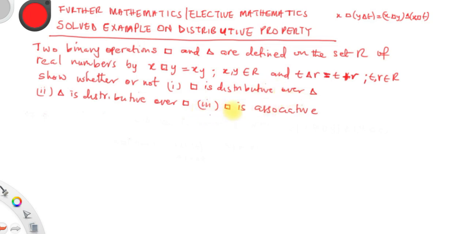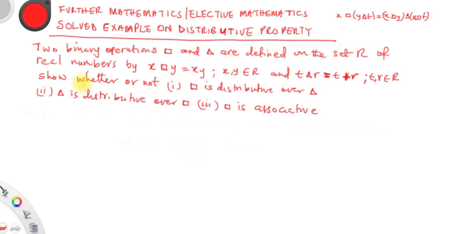This is an example we are going to consider. As we said, I hope you remember, the distributive property always involves two operations and three elements. We take three elements from the set on which the operation is defined, and then we use the two operations.